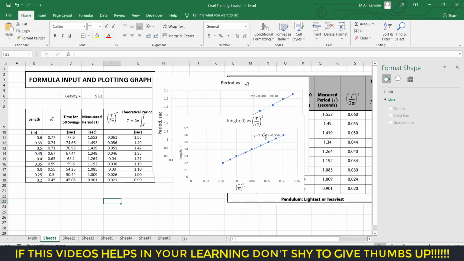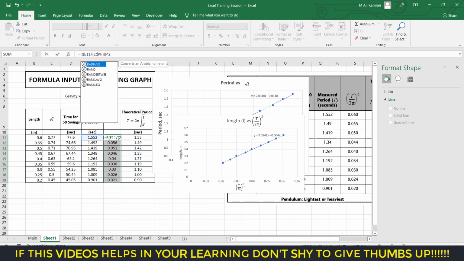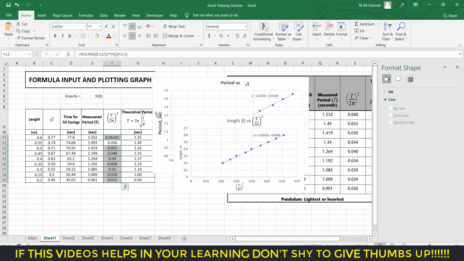But this g value, the slope of this line, depends on the number of digits after the decimal place, right? As we have rounded this to 3 digits, if we remove this round formula and use the general values, and double click, now since we have increased the number of significant figures after the decimal place, it gives us 9.7874.